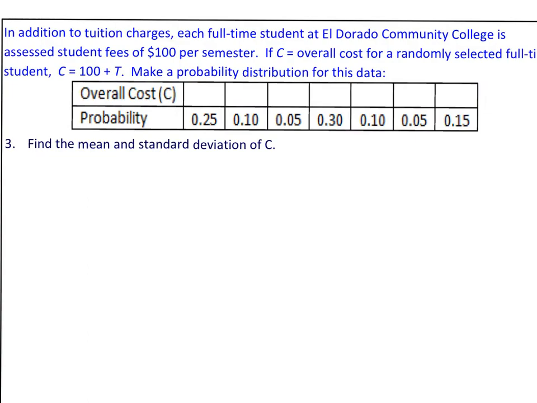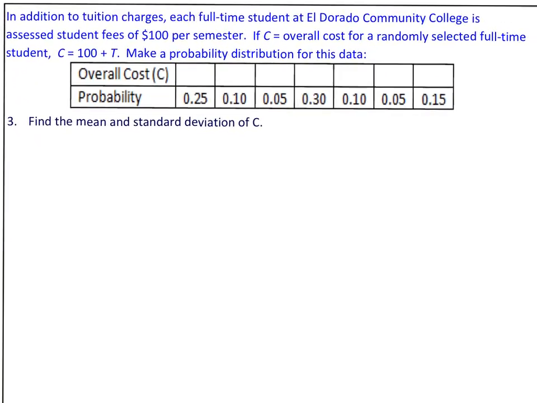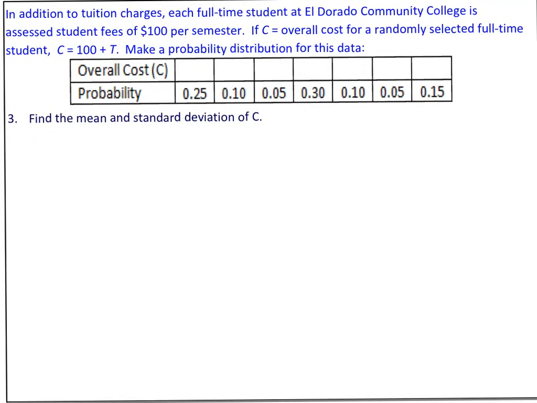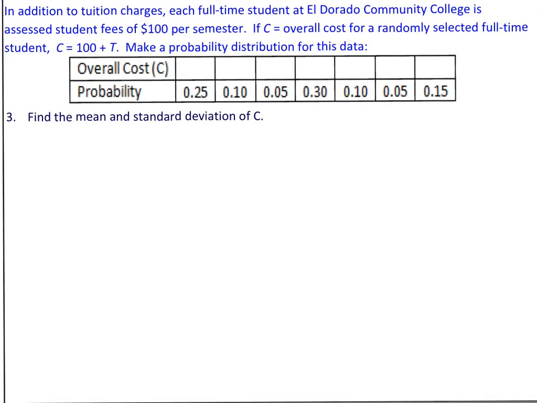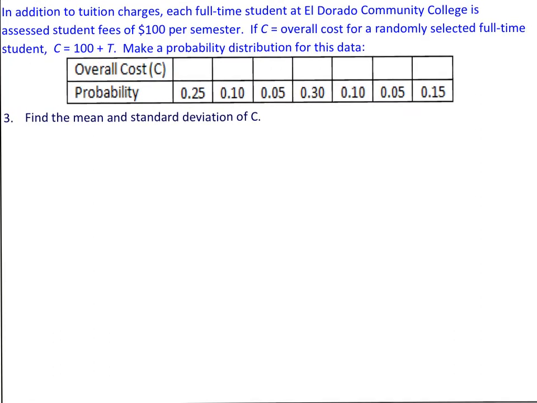Oh, wait a minute. El Dorado couldn't have been as good as it sounds. There's fees. Oh, but they're not terrible. It's $100 a semester. Okay. These numbers are fabricated a little bit, so we had smaller numbers that were a little bit more manageable. Okay. So now what has to happen is each of these numbers that we had from the tuition, we need to tag on $100 for their fees.